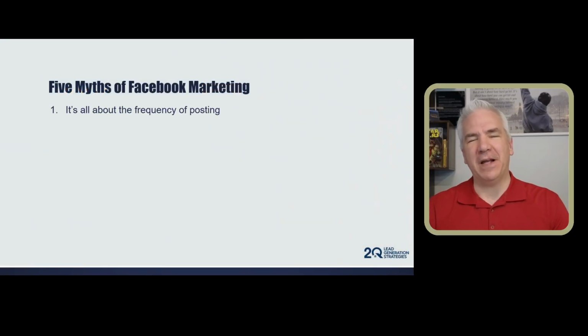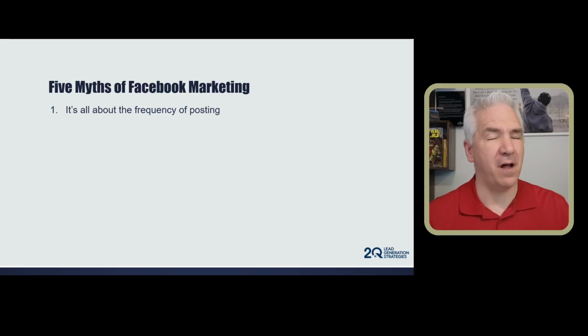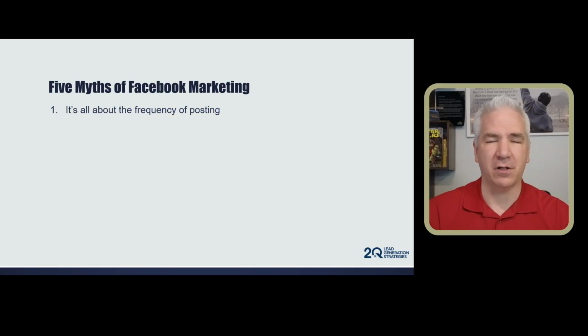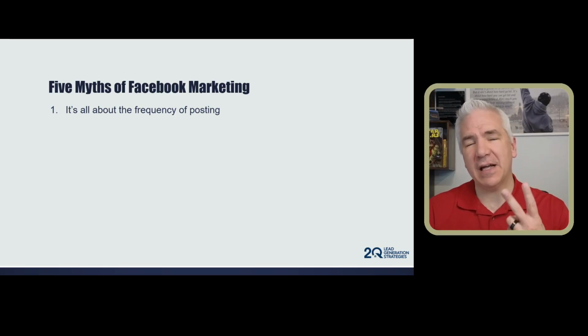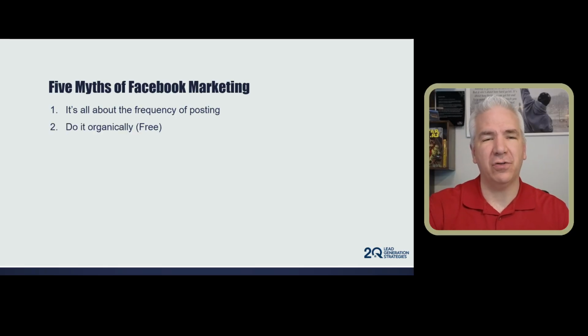So the 5 myths of Facebook marketing, and you've probably heard some of these, if not all of them, at some point. The first myth people will teach you is that your success is all about the frequency of how often you post. I'm going to show you why that's not true. The second thing is people will teach you that organic results, organic is just a word that means free. There's a lot of things you can do for free. You can build a page, you can post, you can do all kinds of stuff for free. And they'll say that's the way to get results. Absolutely not true. I'm going to break down each one of these and show you why.